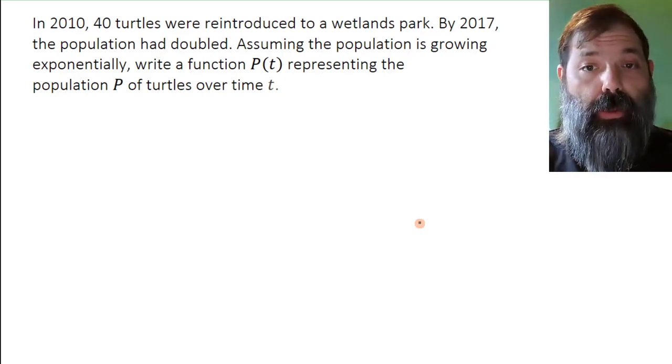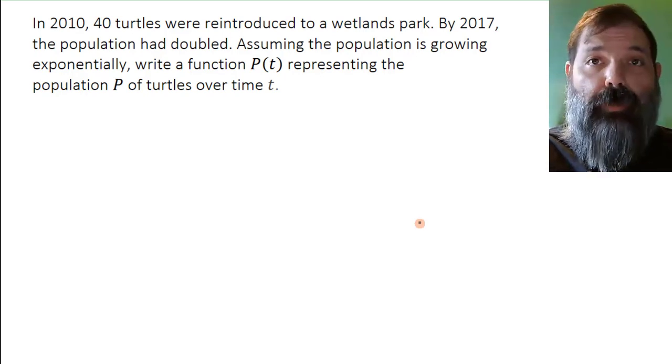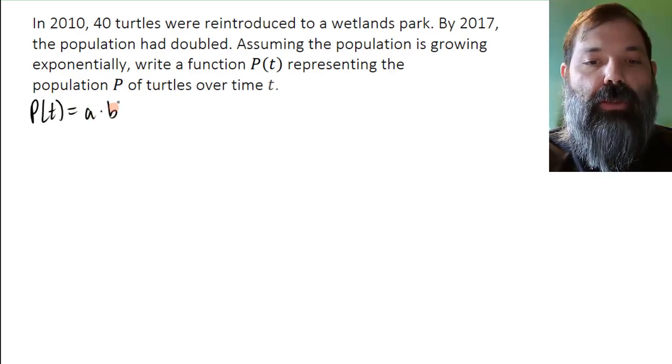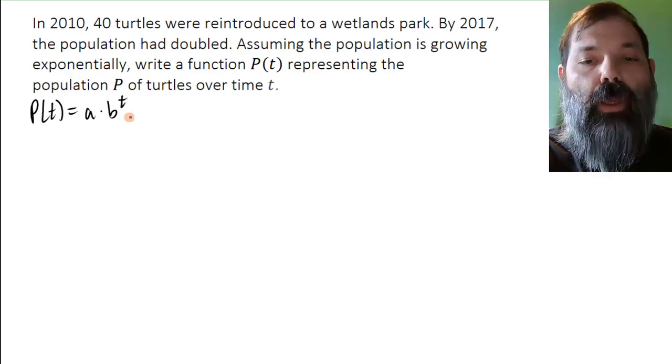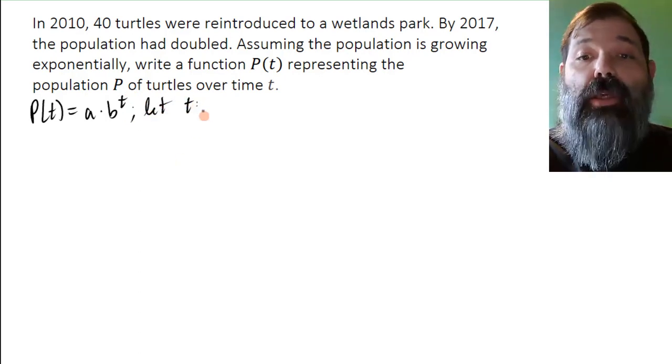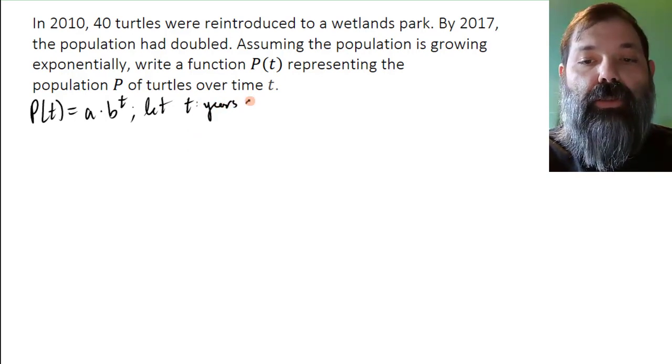Since we're told that the population is growing exponentially, let's assume that p of t takes the form a times b to the t, where a and b are parameters we need to find, and let t represent the years since 2010.